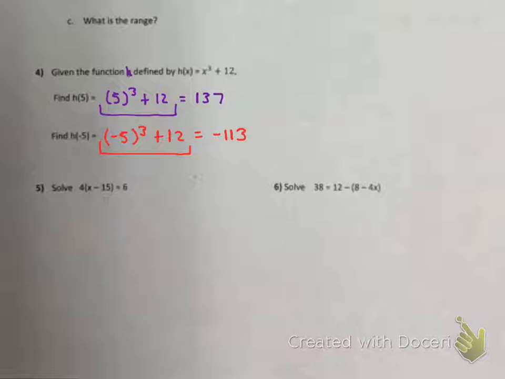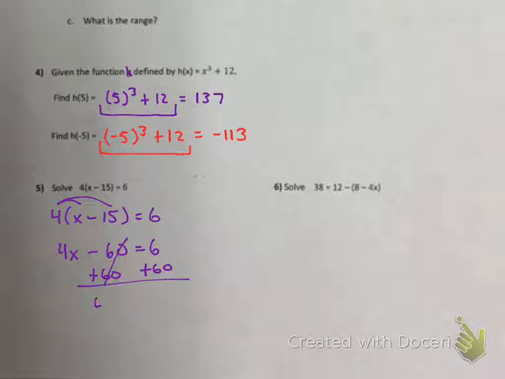All right, next problem says solve. We're solving 4 times the quantity x minus 15 equals 6. So to solve this, we've got 4 times x minus 15 equals 6. First step is going to be to distribute the 4 to both items inside. So that's 4x minus, in this case, it's 60 equals 6. We're going to add 60 to the other side. So these cancel. We've got 4x equals 66. We're going to divide by 4, and we're going to get, for this problem, x is going to equal 16.5.